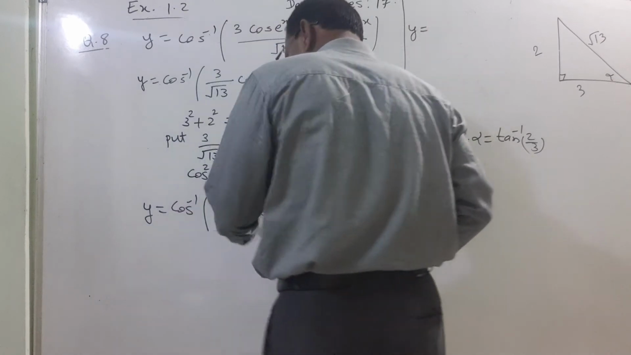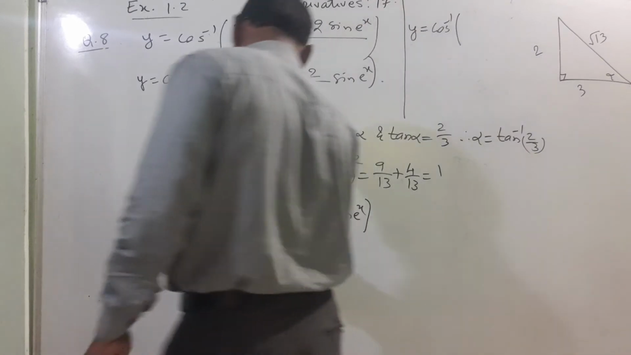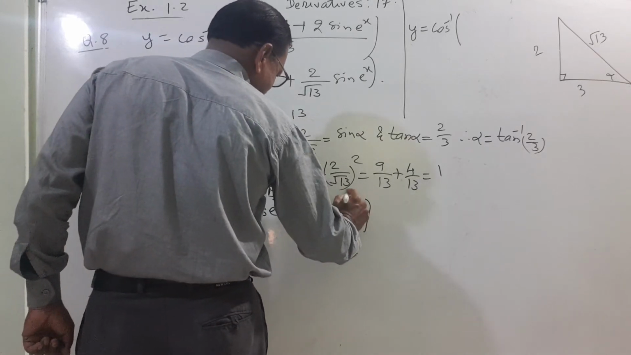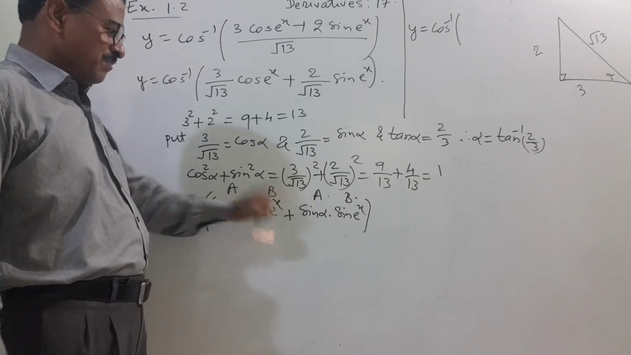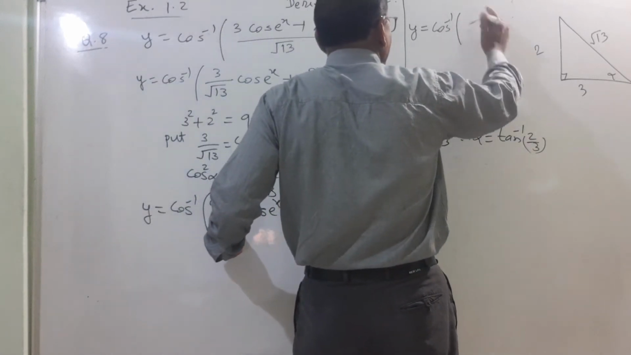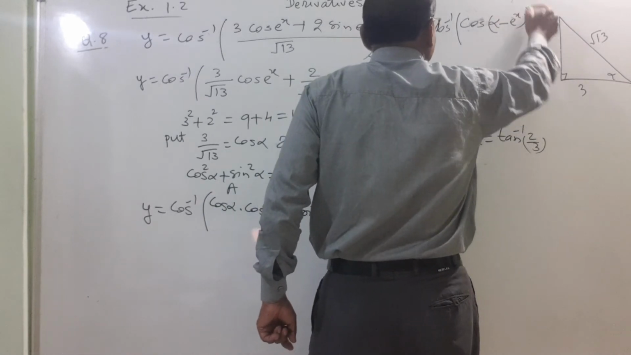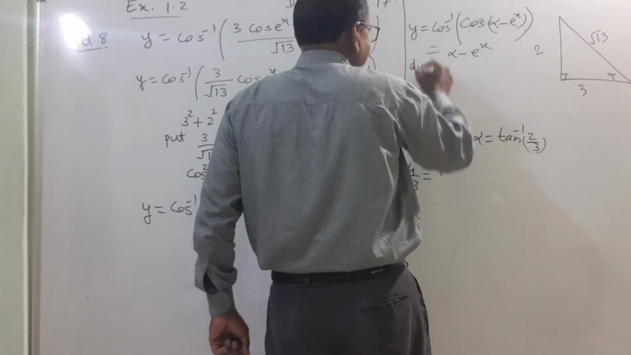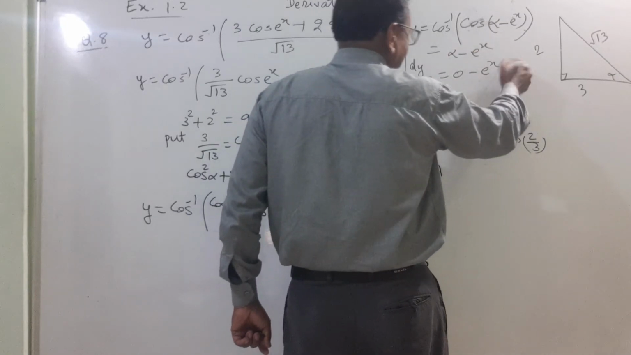y is equal to, if I write this, cos inverse of cos A into cos B plus sin A into sin B. For cos, it is A minus B, means cos of alpha minus e raised to x, and cos cancel, alpha minus e raised to x. So dy by dx will be, this is tan inverse, this is a constant, 0, minus e raised to x.